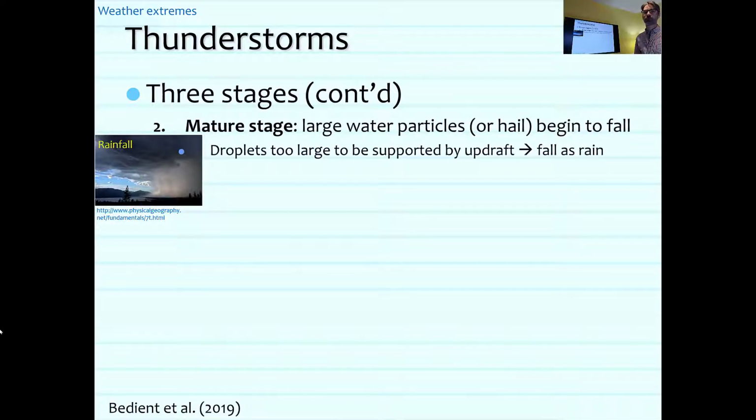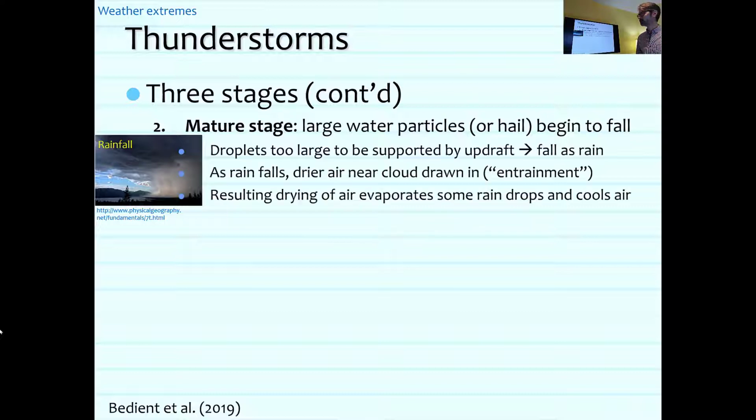That brings us to the second of the 3 stages, the mature stage. This is where large water particles, or hail, begin to fall. This is because the droplets eventually are too large to be supported by an updraft that occurs, and then those droplets fall as rain.